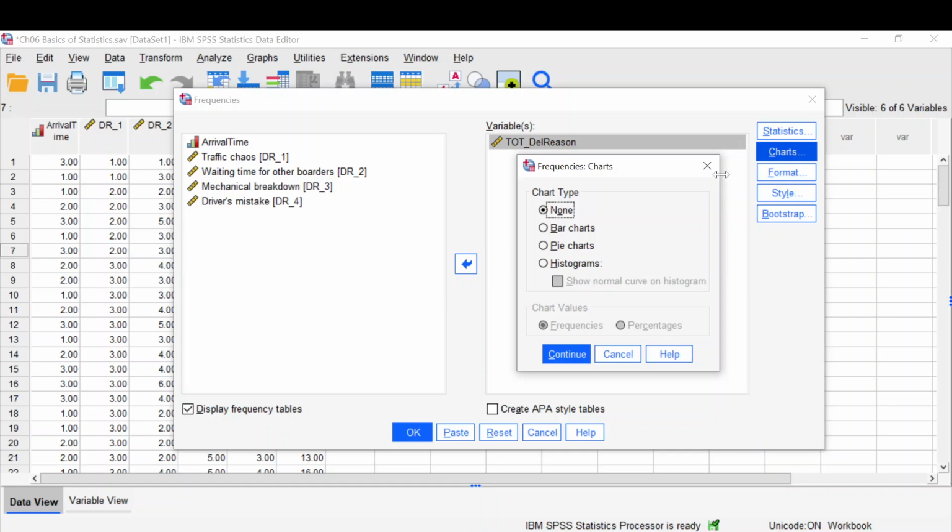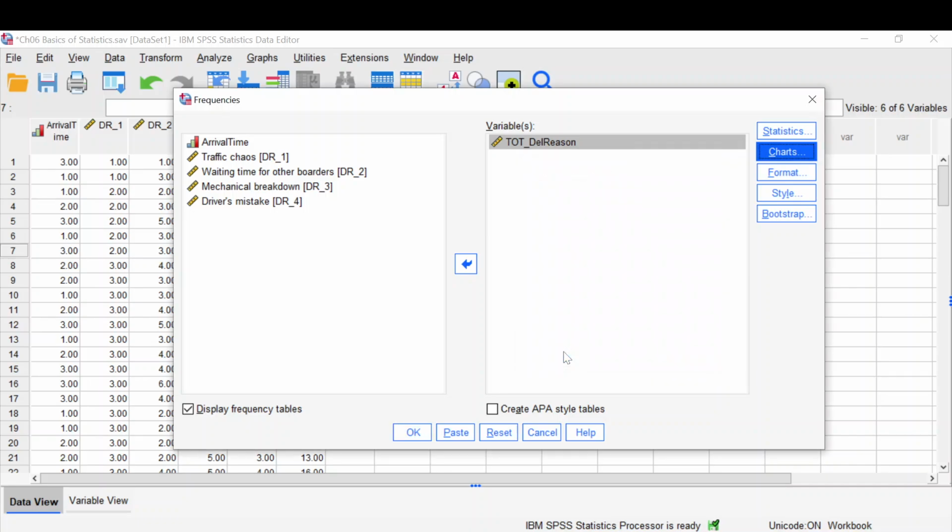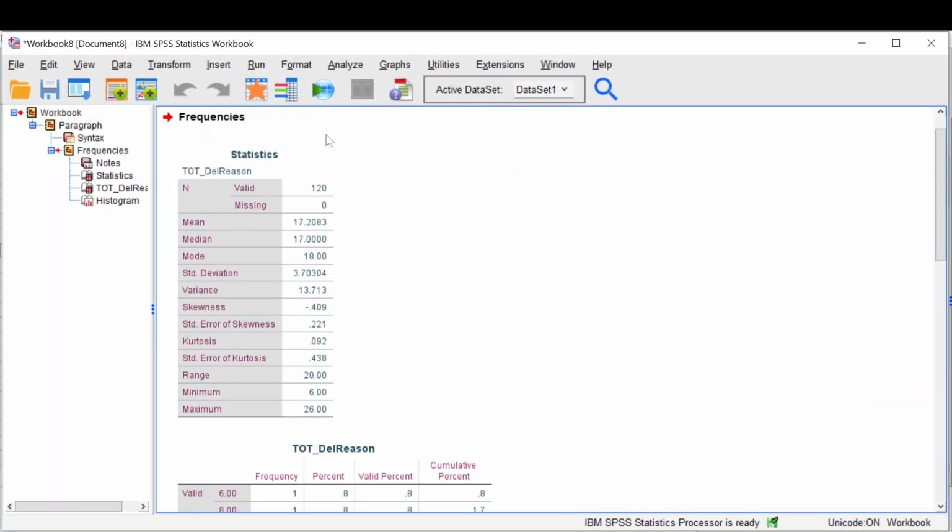I want you to choose charts, and I would like you to choose a histogram. And on that histogram, we'll show the normal curve. And then press continue. So let's have a look now at a complete normality test. So here we go. So we have our statistics box to show that we had 120 valid responses.